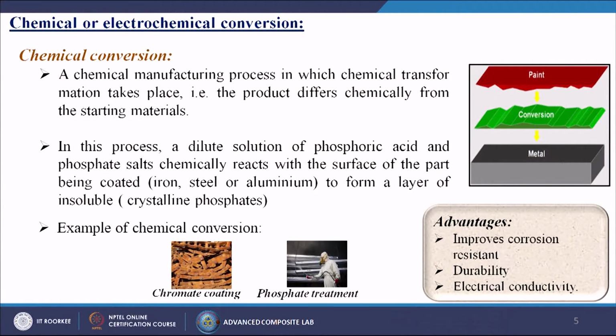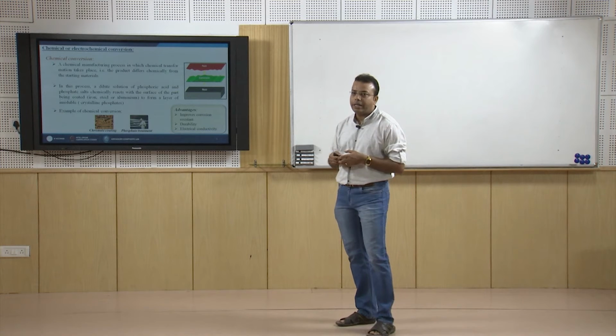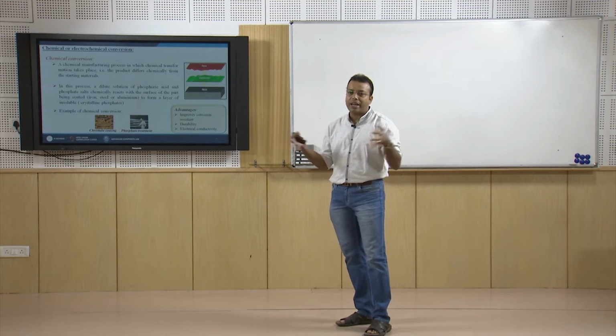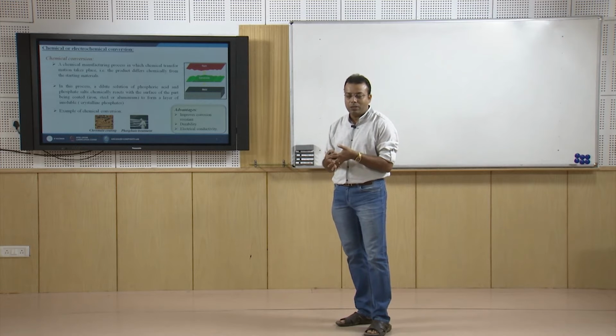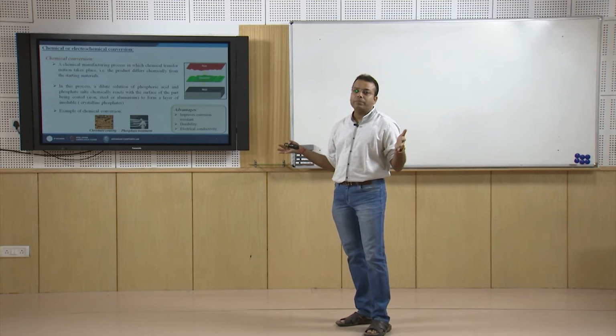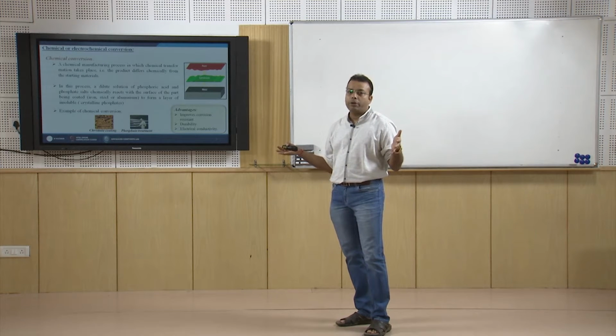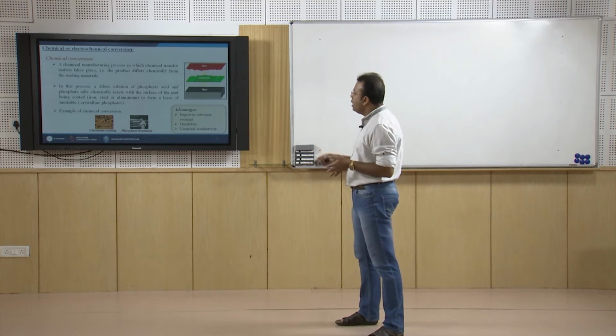First one is called chemical or electrochemical conversions. It is a chemical manufacturing process in which chemical transformations take place. That means the product differs chemically from the starting material. So here you have base metals, then you put on a certain kind of paint. When applying the paint, it may convert into some other materials which can react easily, or bond easily, with your base metals, so that chemical modification takes place.